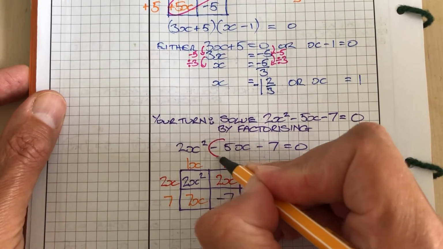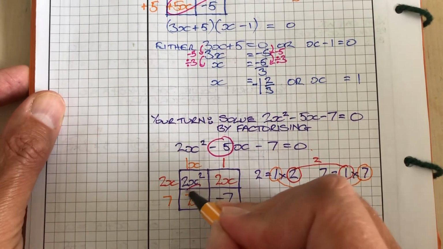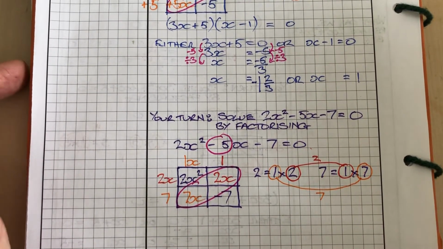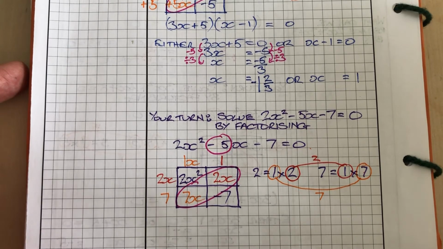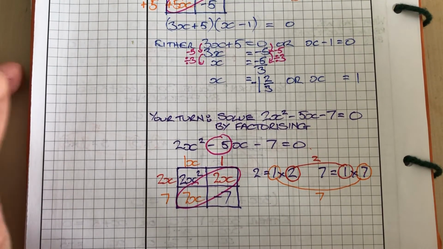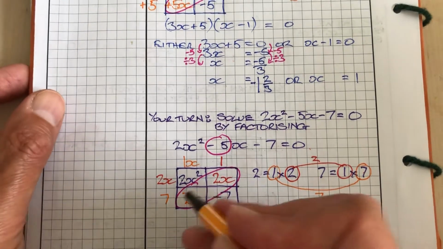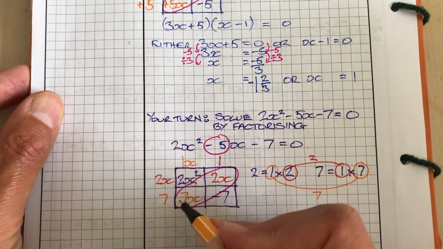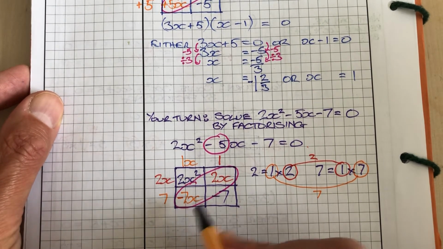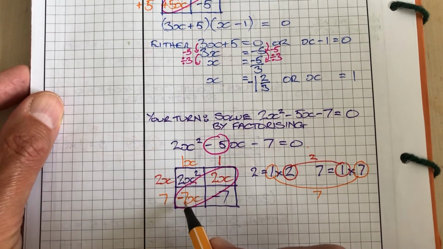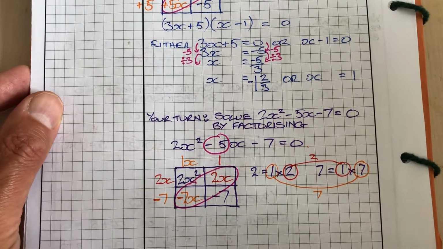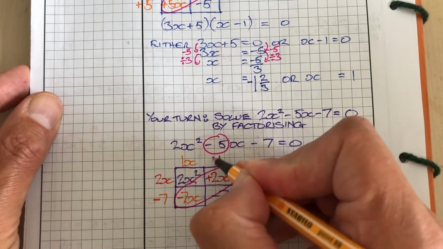I need the 7 and the 2 to make negative 5. Well, that's going to be 2 take away 7, not 7 take away 2. Or, as I've told you before, put this sign in front of the bigger number. So it's going to be minus 7x, not minus 2x. If that's minus, that makes that minus. These then must be plus.